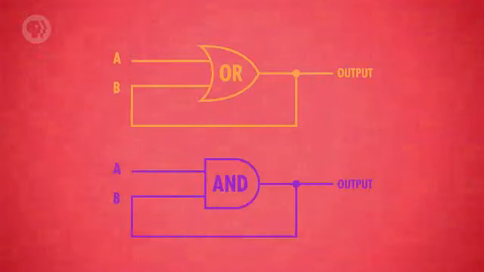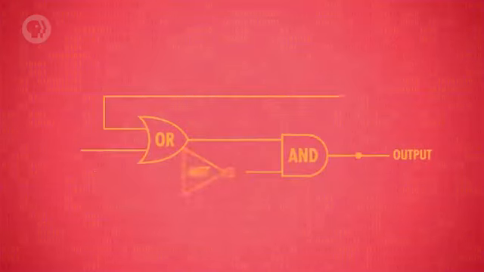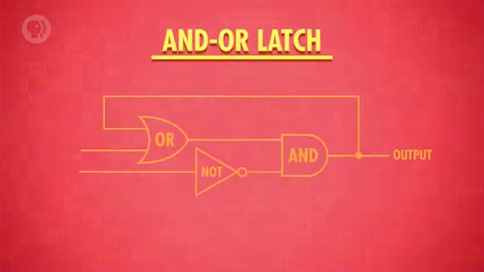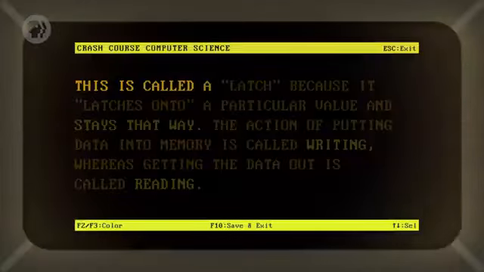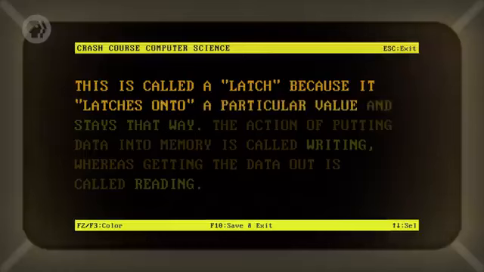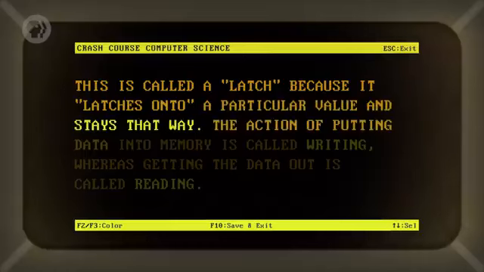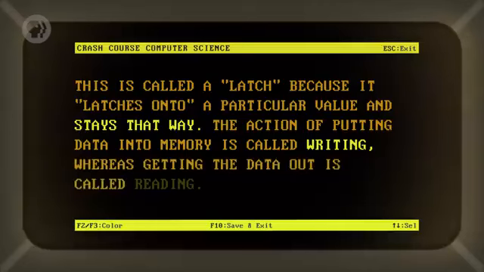The key to making this a useful piece of memory is to combine our two circuits into what's called the AND-OR latch. It has two inputs, a set input which sets the output to a 1, and a reset input which resets the output to a 0. If set and reset are both 0, the circuit just outputs whatever was last put in it. In other words, it remembers a single bit of information. Memory! This is called a latch because it latches onto a particular value and stays that way. The action of putting data into memory is called writing, whereas getting the data out is called reading.